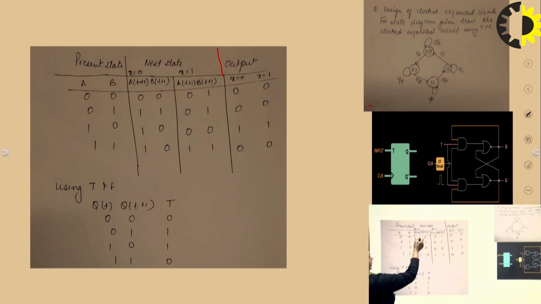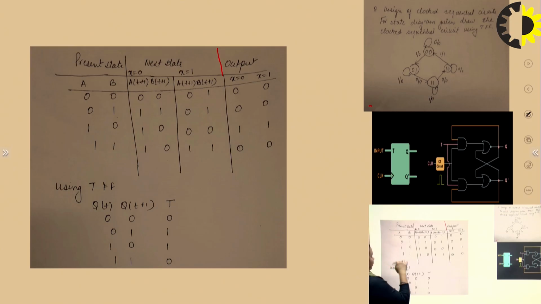So for next state, we are writing next state when input is 0 and when input is 1, because two inputs are there, 0 and 1. So for next state at input 0, you will have A's next state and B's next state. Similar way, at x equal to 1, you will write A's next state and B's next state, right? And then similar way, the output when input is 0 and input is 1.